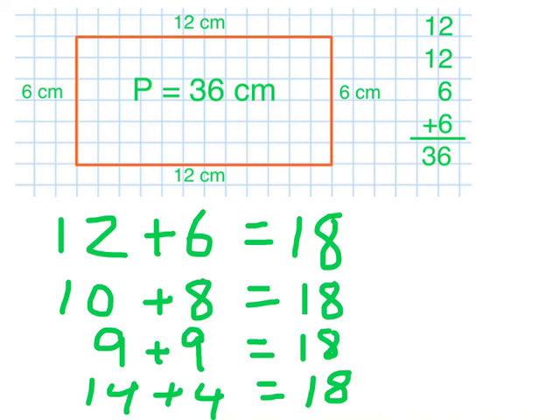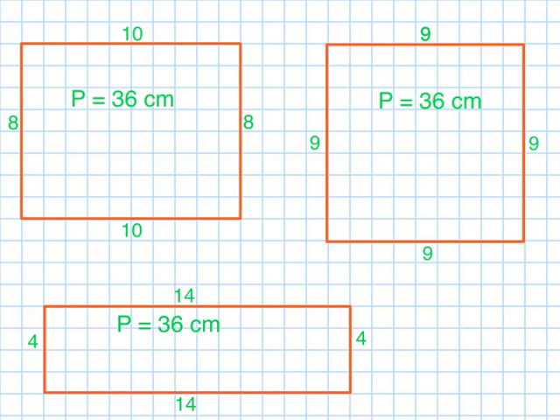And let's see if we can turn them into rectangles. So why don't you pause the video and see if you could draw rectangles that have a length and width of 10 and 8, 9 and 9, and 14 and 4, and then come back when you're ready to continue. So here are the three rectangles that we created, and you'll notice that when you add up all four sides in each rectangle, they add up to 36.